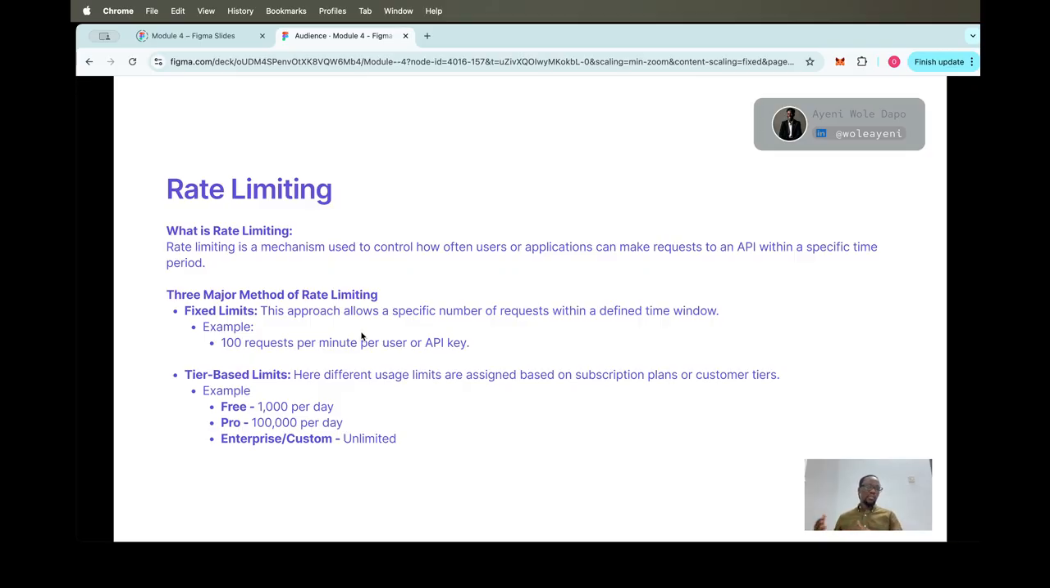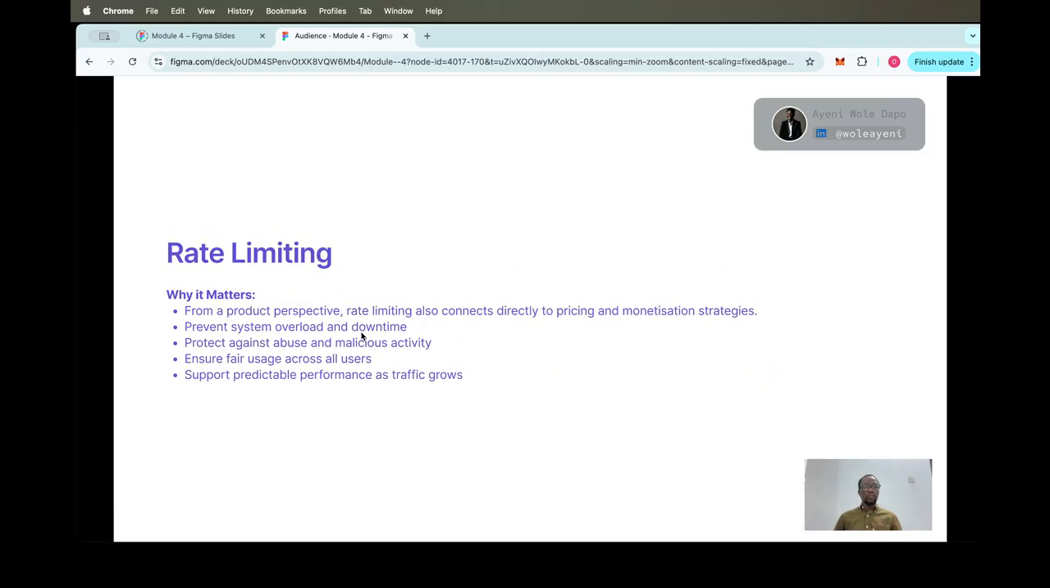Secondly, we have tier-based limits. With tier-based limits, different plans get different access usage. For example, people in freemium mode, I can design my API to allow them to make 100 API calls per day. People on Pro, I can limit to just 10,000 or 100,000 API calls per day. People that have enterprise access, I can choose to make my API unlimited for them, right? What that means is they can call my API as much as they want.